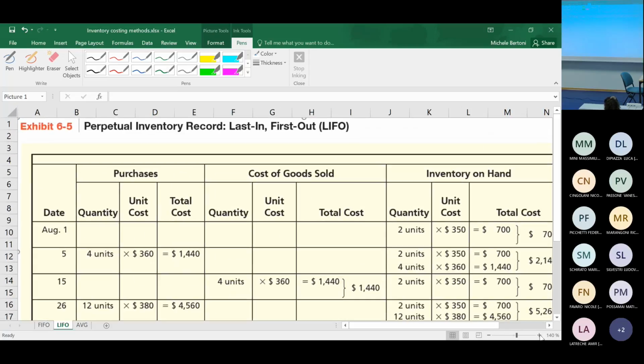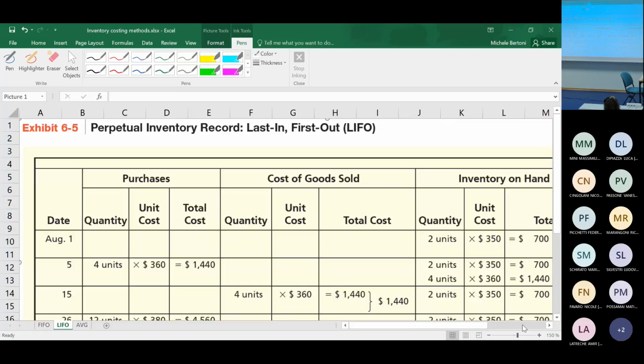So this is LIFO, and in LIFO, remember the same assumption: 2 units at 350, and then we buy another 4 units at 360, and we sell 4 units. Now the latest purchase was 4 units at 360, so we assume we are selling exactly that. So we sell 4 units at 360, which are the newest units we have. So the oldest units, the 2 units at 350, remain on hand. They remain in inventory.